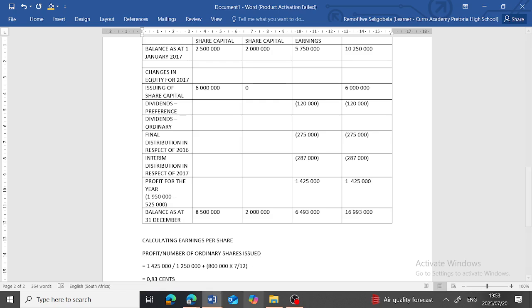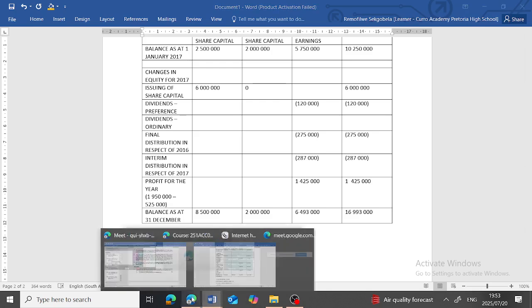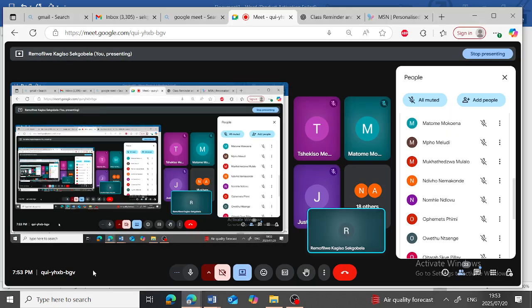Are we all understanding how we got to this calculation, ladies and gentlemen? Are we all sure, guys? Because if that's the case, it means that we are done with this activity, and if we are done with this activity, then you should understand what's going on.